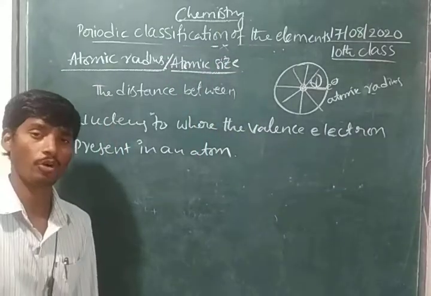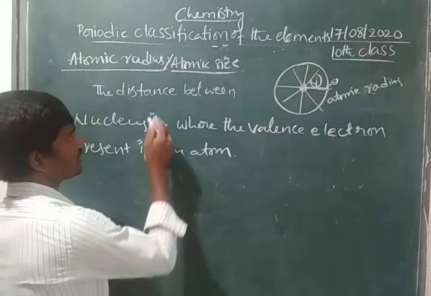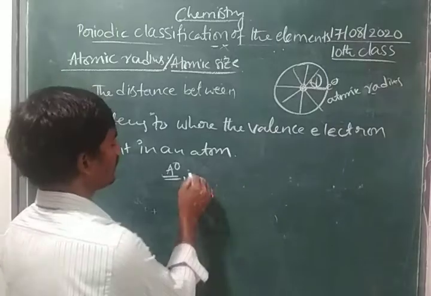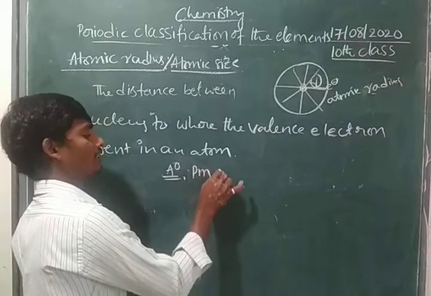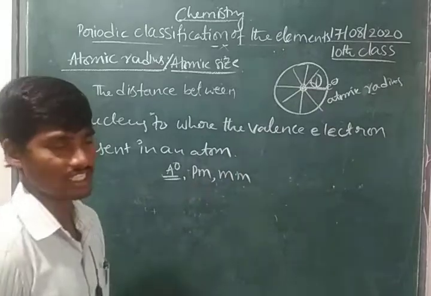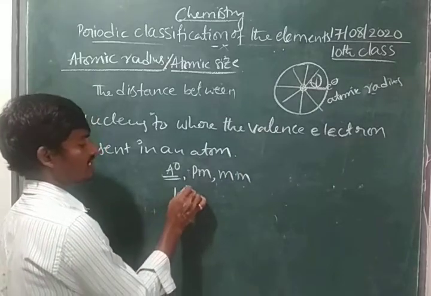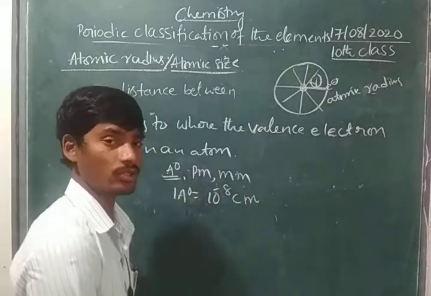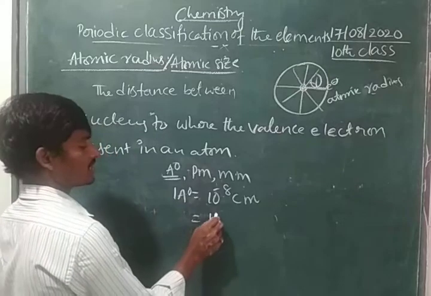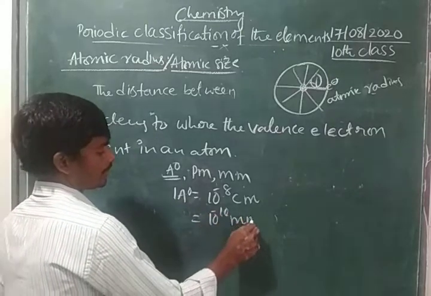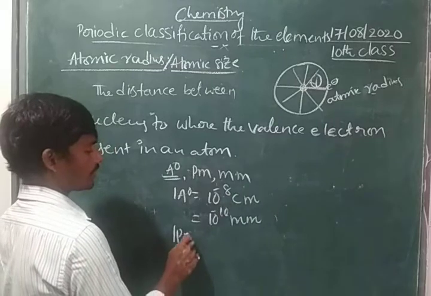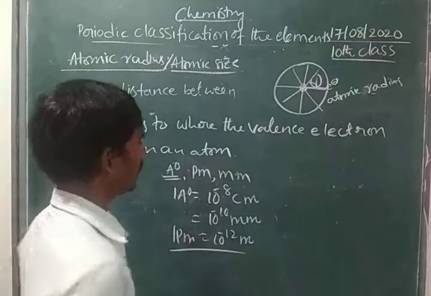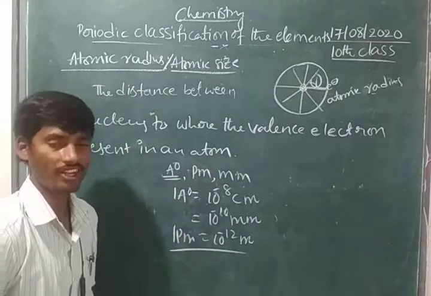What are the units of atomic size? Atomic size can be expressed in terms of angstrom units, picometers and millimeters. One angstrom unit equals 10 to the power of minus 8 centimeters. One picometer equals 10 to the power of minus 12 meters. These are the units of atomic size.